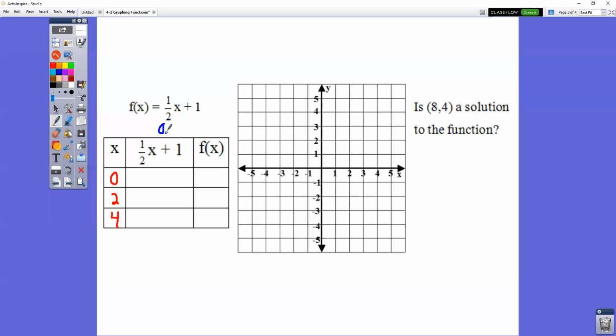Remember, 1/2 is really the decimal 0.5. How do you get that decimal? Top number divided by the bottom number. So 1 divided by 2. So we have 0.5 times 0 instead of times x, plus 1. 0.5 times 2 plus 1. And 0.5 times 4 plus 1.